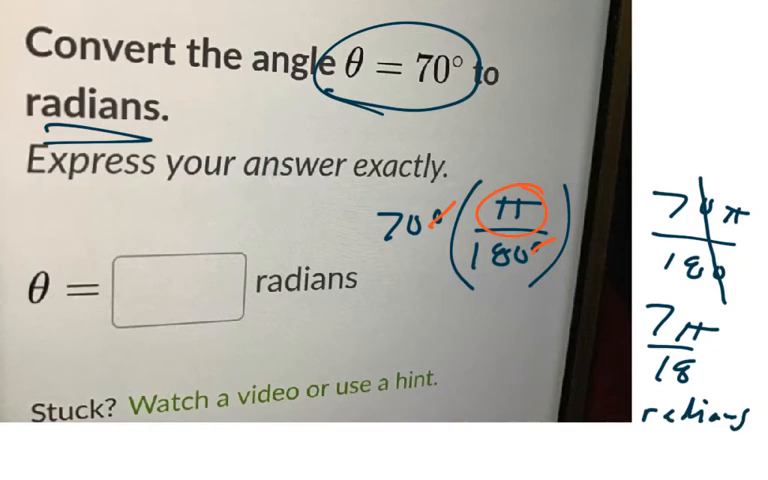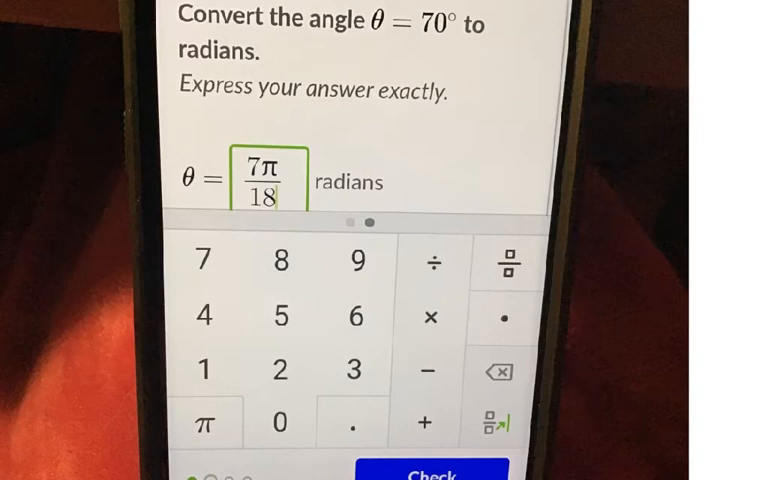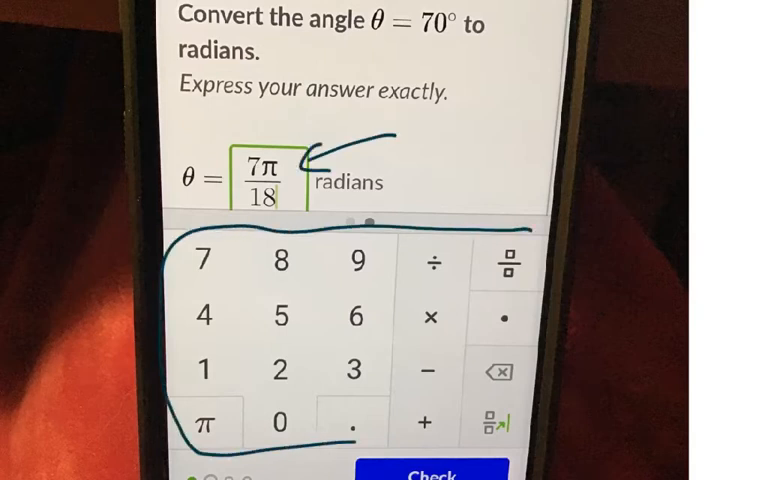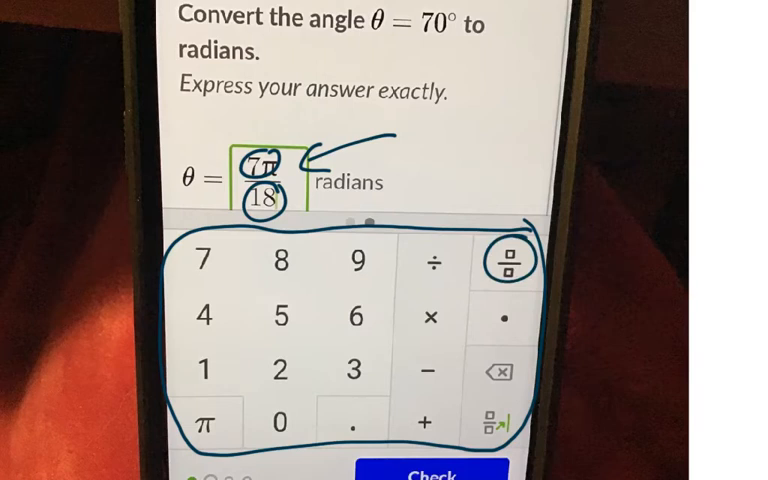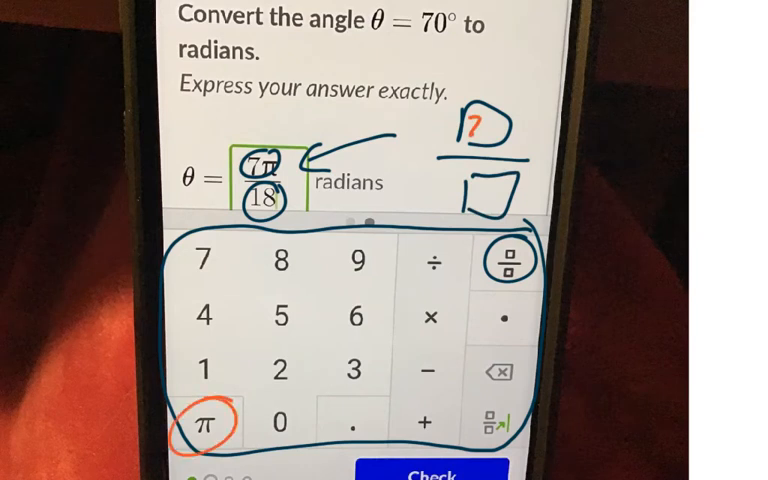And here's again one of the reasons why I want you to do Khan Academy, because you have to get good at typing these in on the computer. Once I clicked on this box, this little sub menu popped up. And to get 7 pi over 18, what I do is press the fraction button, and then this showed up like this. I typed in 7, and notice the pi button.